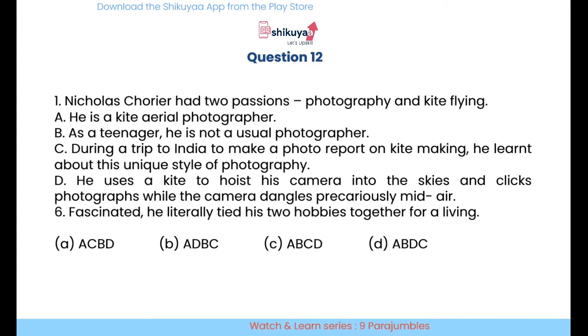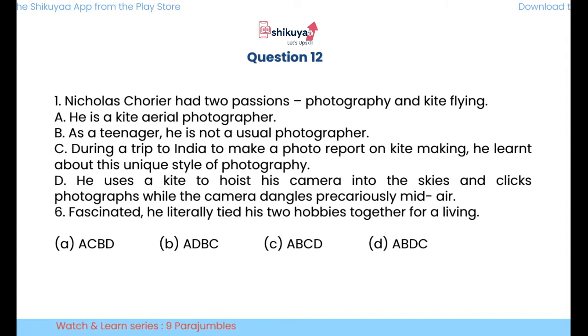Then look at option C, that is, during a trip to India. He is a kite aerial photographer during a trip to India. A cannot be the logical, suitable option here. A, C is not a pair. It cannot make any sense, because before that, during a trip to India, he is gaining some kind of experience here. That cannot be immediately said here. Okay, so what happened?